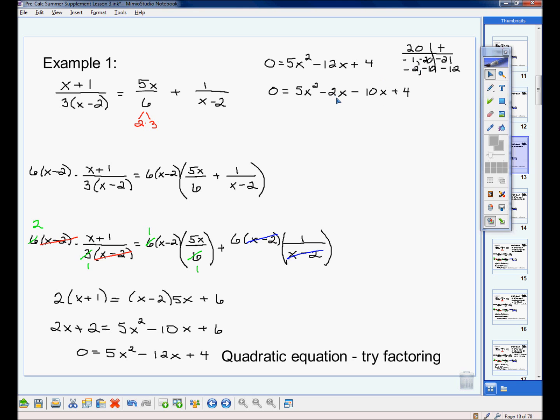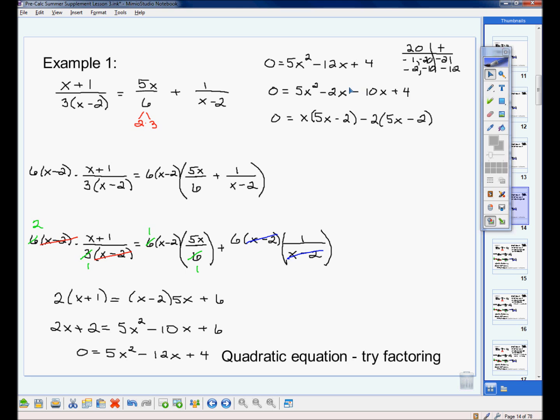So we have a negative 2x and a negative 10x. All we've done here is rewrite it. This is just your factoring review. Then we see what's in common here and what's in common here. X is in common for here, 5x minus 2.